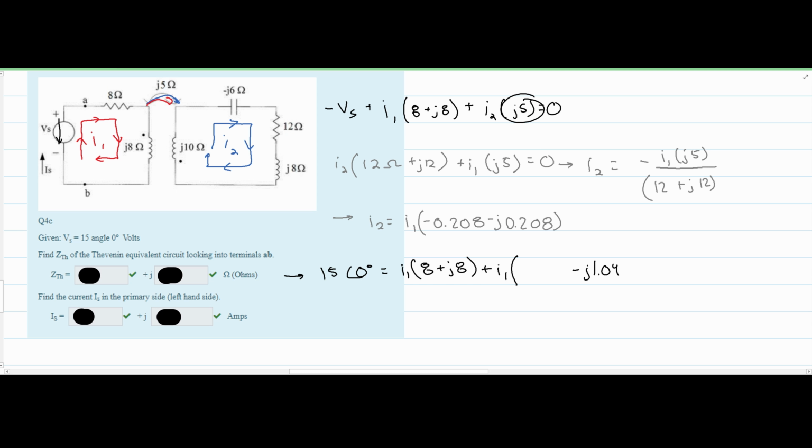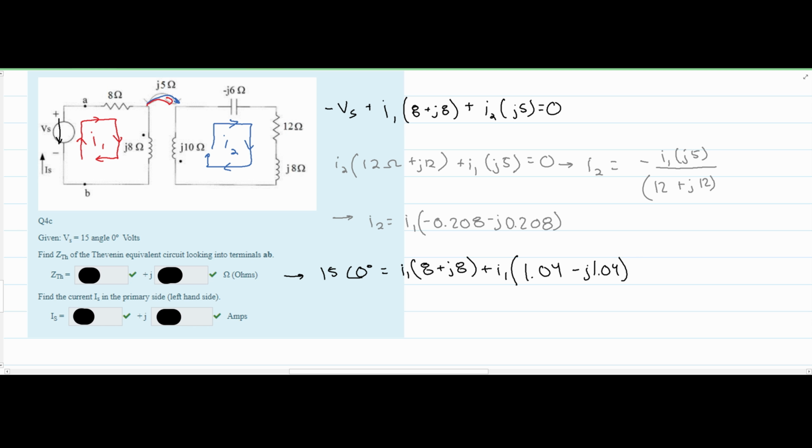Now if we take this j5 and multiply it by this negative j0.208, the j's are going to become a negative 1, so we basically have a negative times a negative 1. This is going to give us a positive, and then we're going to have a 1.04, and so this is going to be our answer.